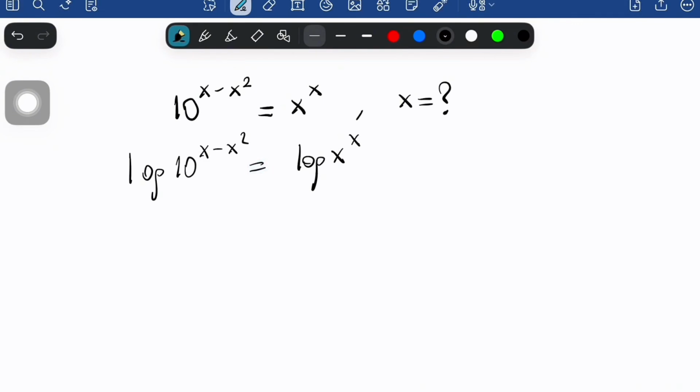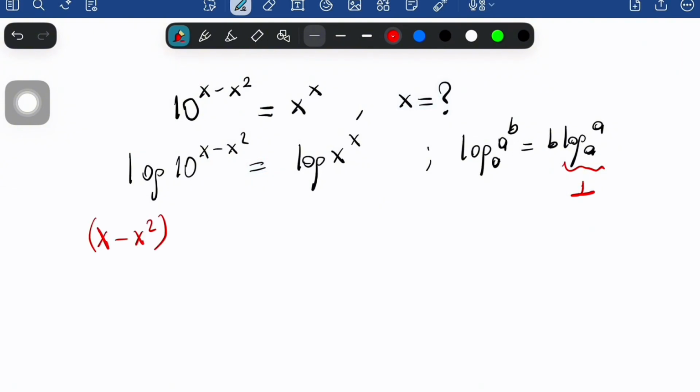Let's remember this feature immediately: logarithm base a of b to the power c equals c times logarithm base a of b. To solve the problem by using this, we can continue: (x minus x squared) times logarithm 10 is equal to x times logarithm x.